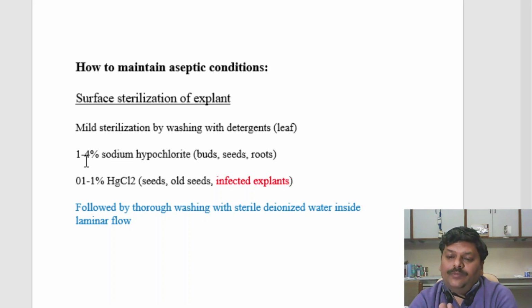If in case our explant is very dirty, it is very old, or it is basically surrounded by soil and any other contaminant, then sometimes we also use mercury chloride for surface sterilization. But use of mercury chloride is not preferred because it is very toxic, and it also harms human beings. So the most popular method of doing surface sterilization of explant is done by sodium hypochlorite only.